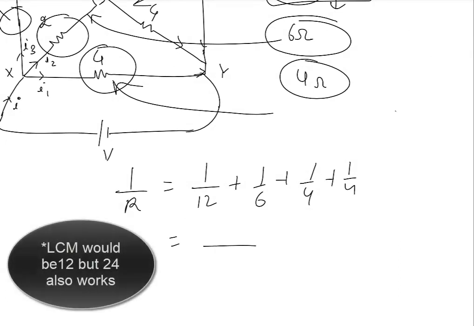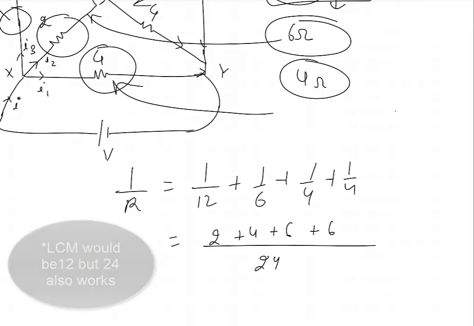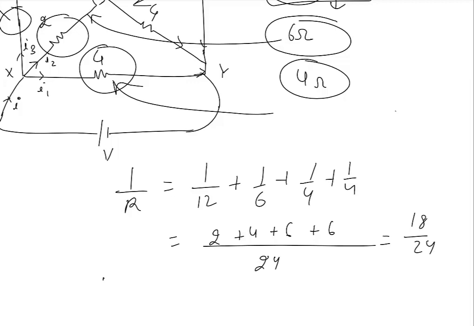So this gives me LCM would be 24, 2, 4, 6, 6. This is how much? 6 plus 6, 12, 18 over 24, and R comes out to be 24 over 18, which is 6 into 3 and 6 into 4. So 4 over 3.